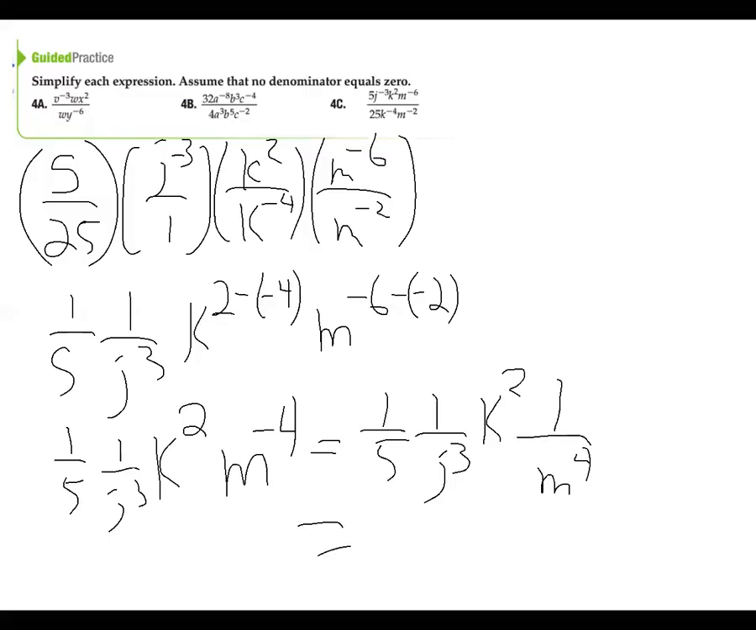Put it all together, you'd have k squared. I'm sorry, that should have been k to the 6th. My bad, I hope I didn't throw you off. K to the 6th over 5j cubed m to the 4th. I know you've got to take a deep breath after you do ones like that. Pretty cool, though.